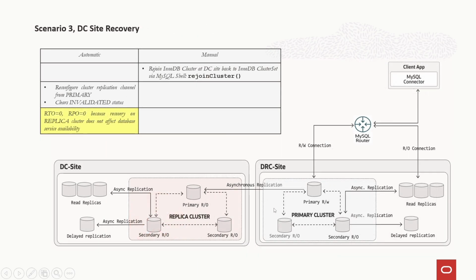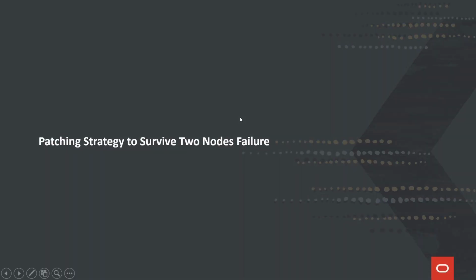For recovery, once the DC side is up and running, we can run the command rejoin cluster to rejoin this cluster into the cluster set, and it will join back as a replica cluster. And once it has joined back as a replica cluster, we don't need to activate the replication channel. It will activate automatically, the asynchronous replication from the RC to DC. That is also automatic using this one simple command, rejoin cluster. Everything is orchestrated.